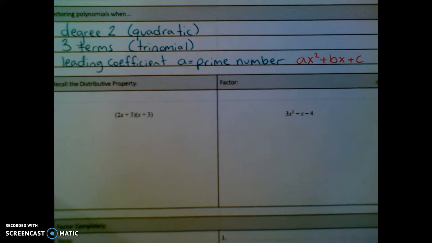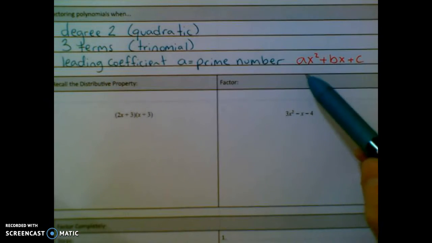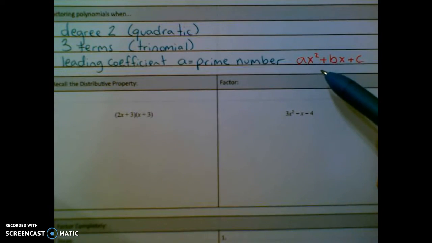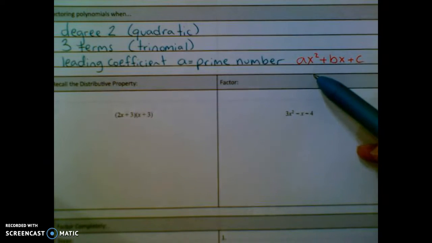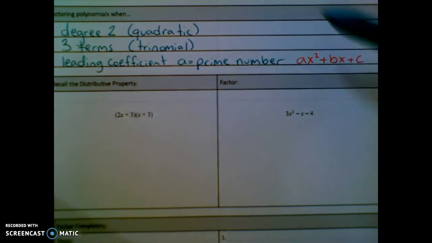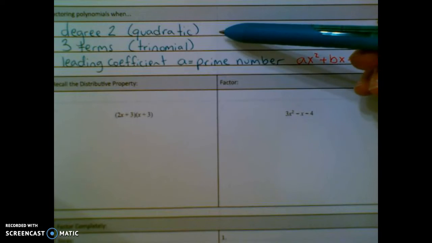Alright guys, so today we're going to be learning about factoring when we have a leading coefficient that is a prime number. So you've just been doing ones where it's just x squared plus bx plus c, and there wasn't an a term out front, but today we're going to throw in that a term. So these are the conditions we're factoring under.